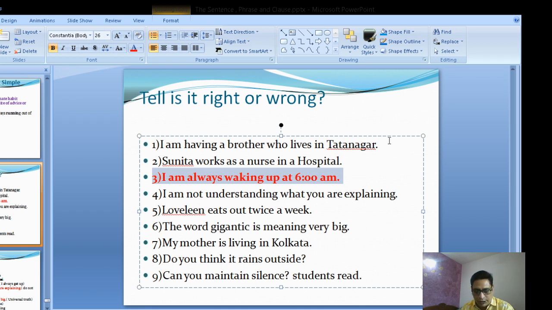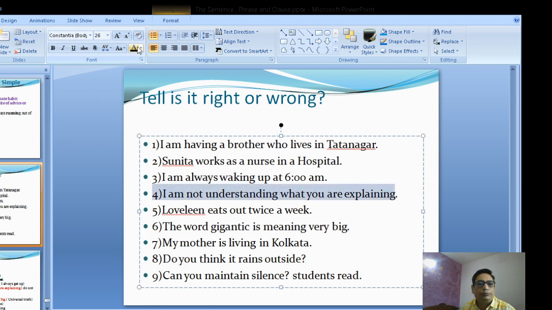Okay, Divya has come up with the first answer. It says 3 is wrong because I always wake up at 6 a.m. Right, Divya? This is a habit which is happening at a regular interval, or regularly. So we have to say this is present simple tense and present simple tense should not have the continuous form of the verb. So we cannot say I'm always waking up at 6 a.m. We have to say I always wake up at 6 a.m.